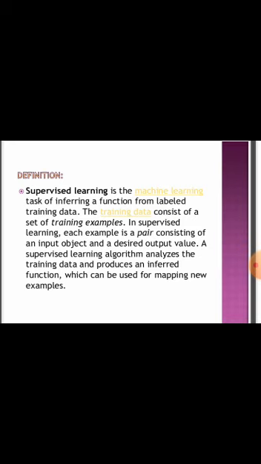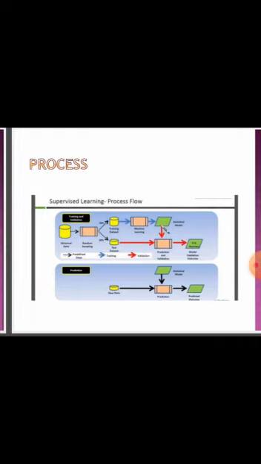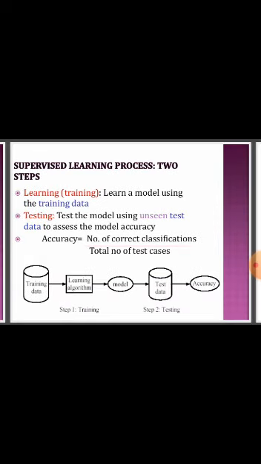A supervised learning algorithm analyzes the training data and produces an inferred function which can be used for mapping new examples. Here is the diagram to show how the supervised learning process can flow. The supervised learning process consists of two steps: learning and testing. Learning learns a model using the training data. Testing tests the model using unseen test data to assess the model accuracy. Accuracy is equal to the number of correct classifications divided by the total number of test cases.